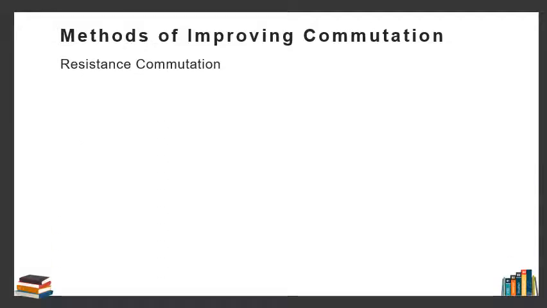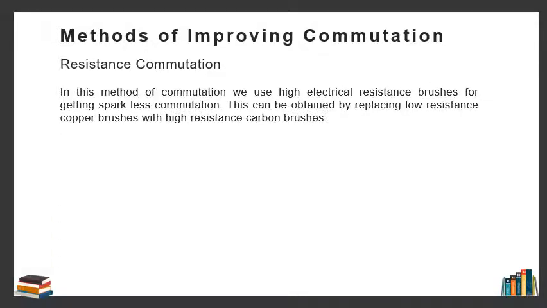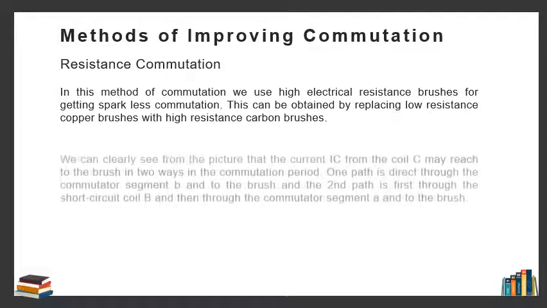So the first is resistance commutation. In this method of commutation, we use high electrical resistance brushes for getting sparkless commutation. This can be obtained by replacing low resistance copper brushes with high resistance carbon brushes.